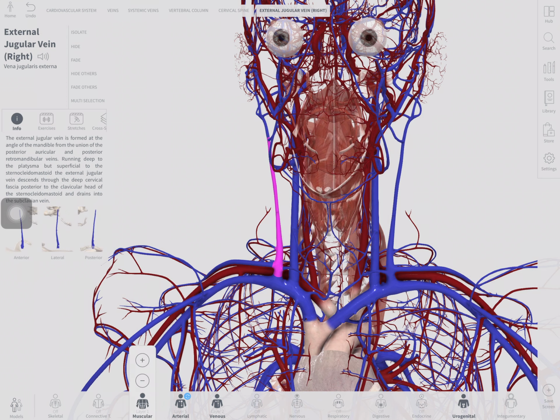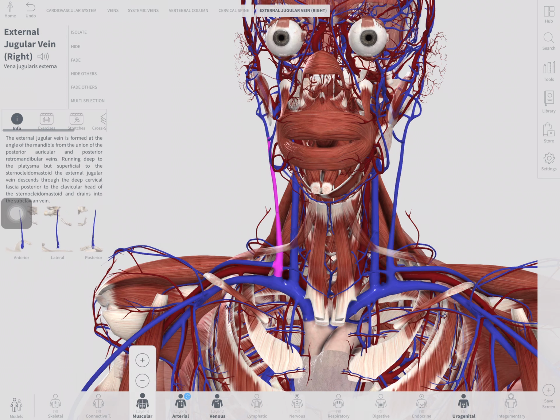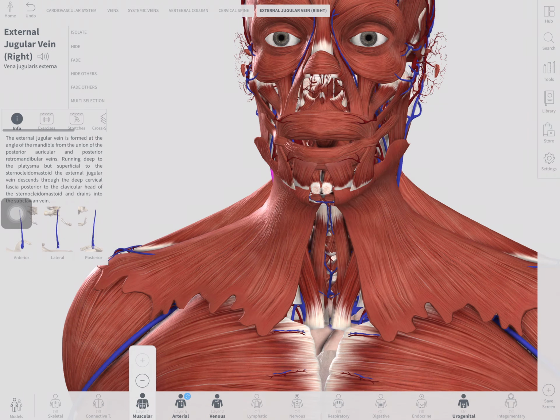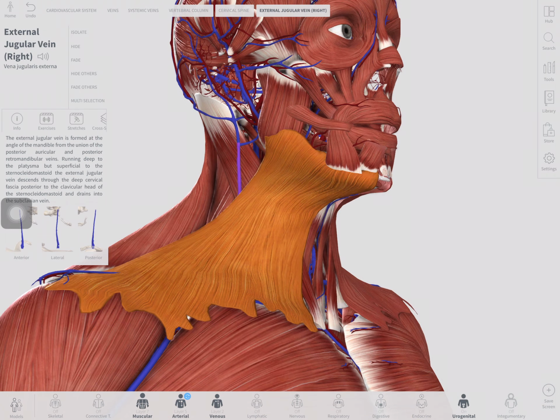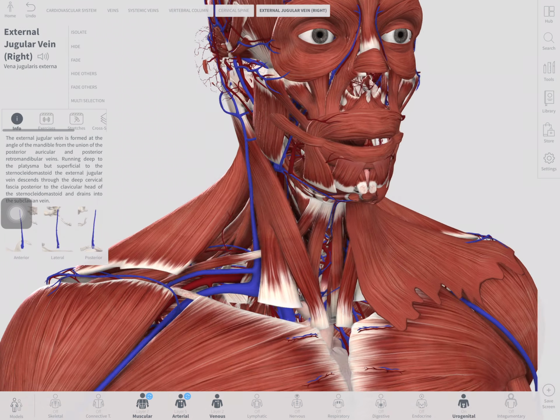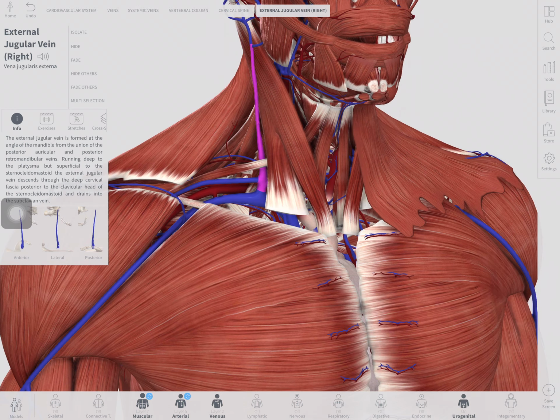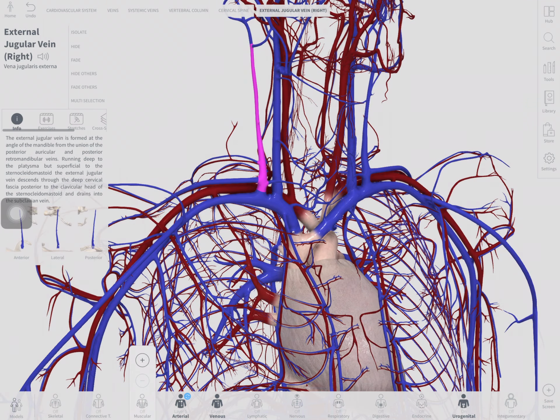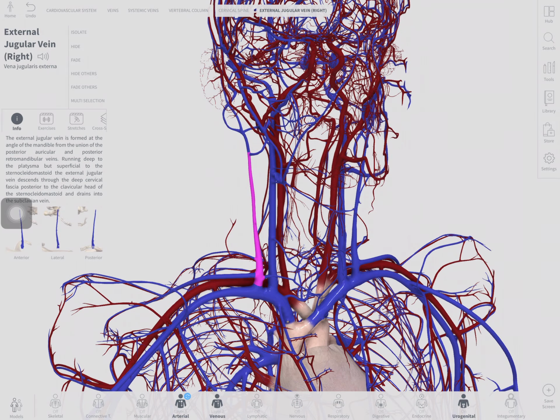This external jugular vein is running on the sternocleidomastoid muscle. You can see here this external jugular vein, and the veins are more superficial. Likewise, all the veins bring the blood towards the heart.